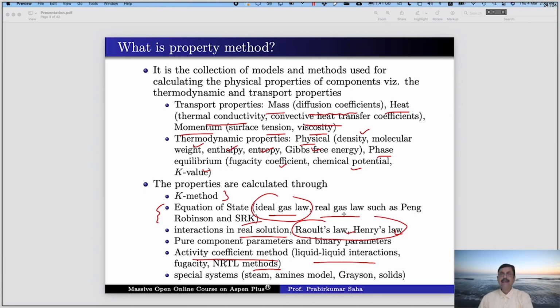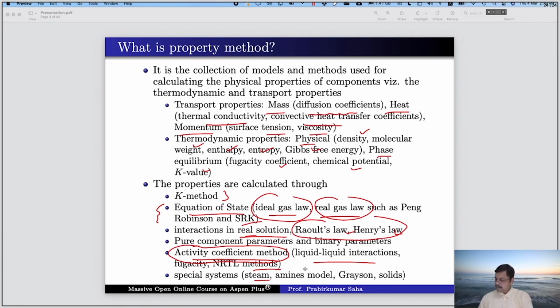But the moment we have liquid-liquid interaction, the molecular interaction between two liquid elements or two gaseous elements, in that case, it will be real gas law or real solution. For that, we have to use activity coefficient method for real solution or real gas law, equation of state.